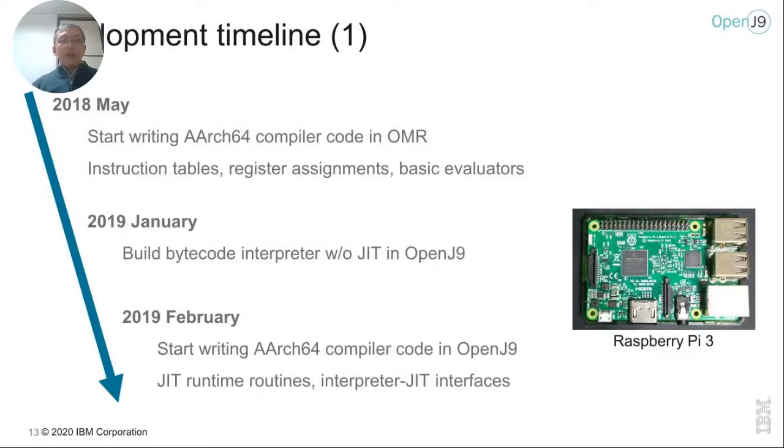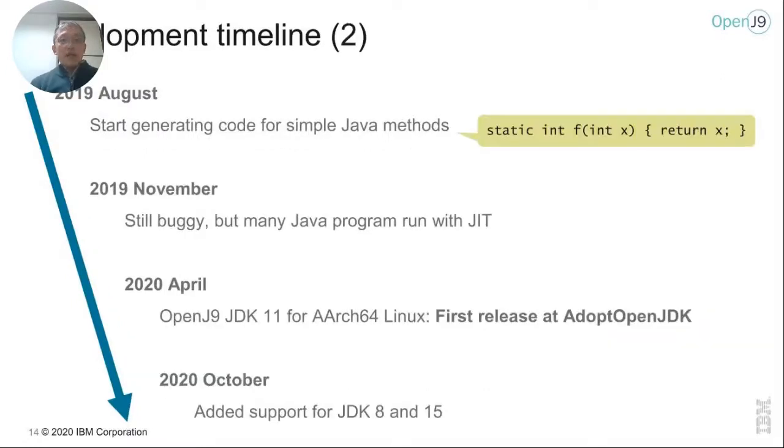The JIT compiler development continued in the OpenJ9 side from February last year. That implements the Java-specific part of the JIT compiler. That includes writing runtime routines of the compiler, and that took very long. It was summer last year when the JIT compiler first generated instructions for very simple Java methods, just like returning a value passed as an argument, shown in the slide.